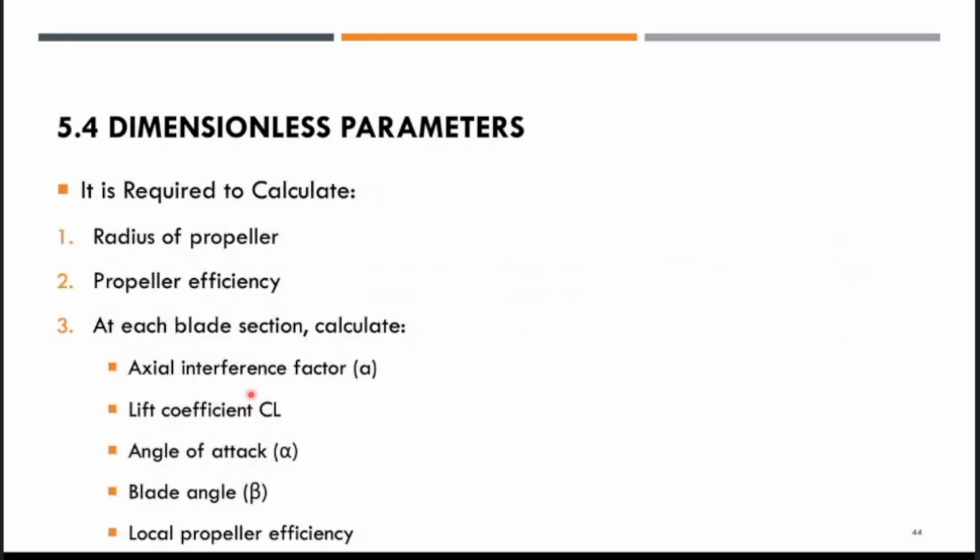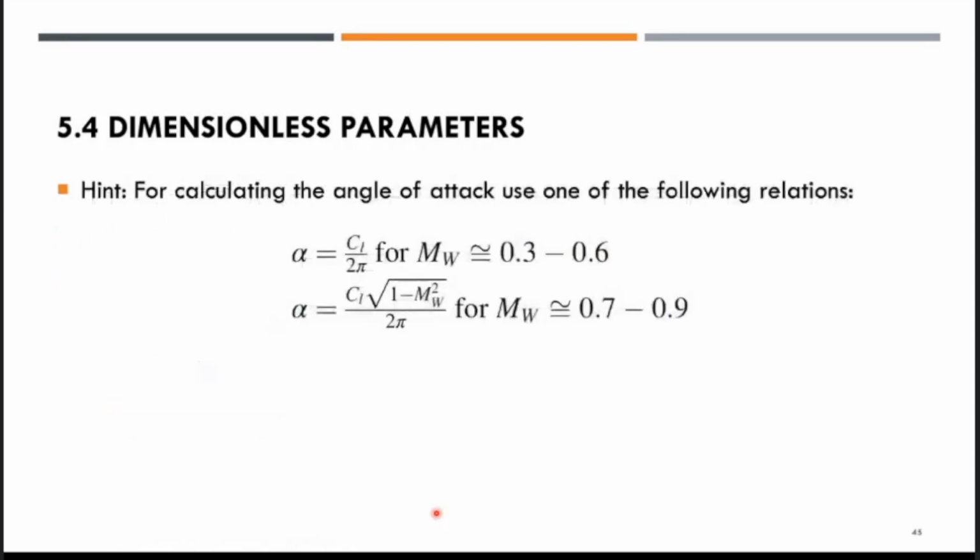Okay, you have to calculate axial interference factor A, lift coefficient, angle of attack alpha, blade angle beta, and local propeller efficiency. So it's actually a huge task to calculate everything for the section. Basically, it's just a repetition.